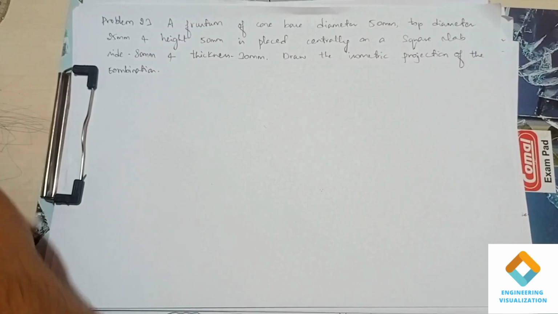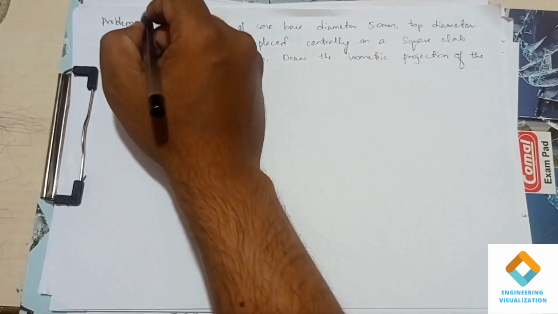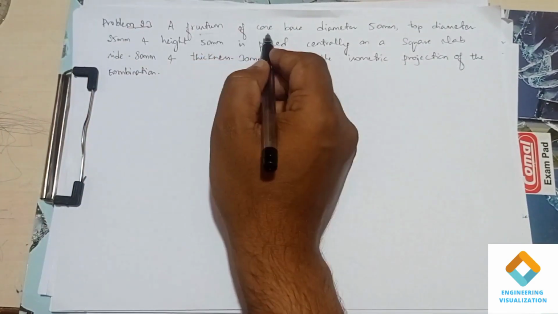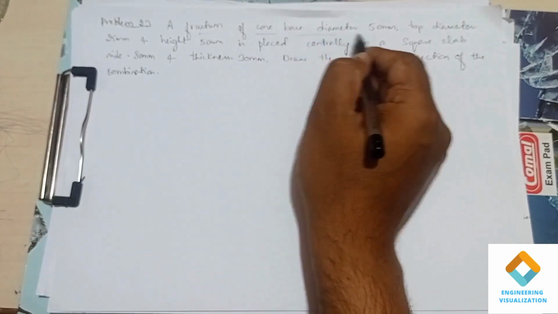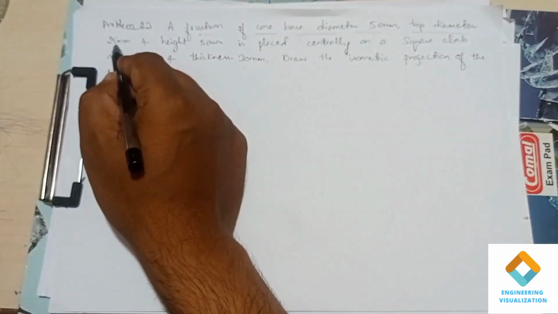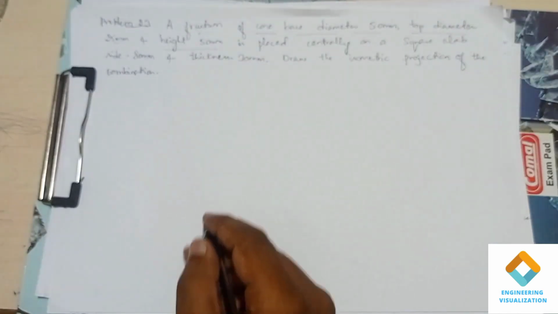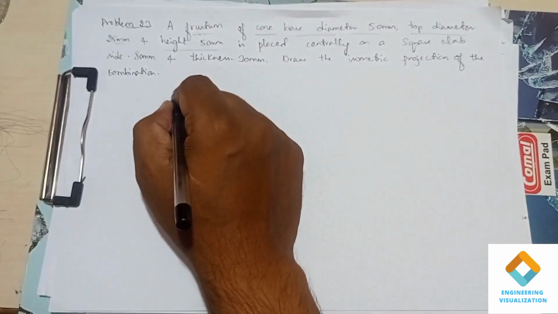Welcome to Engineering Visualization channel. Problem number 23 from CAD solution book. A frustum of cone diameter 50, top diameter 25 and height 50 mm is placed centrally on a square slab.